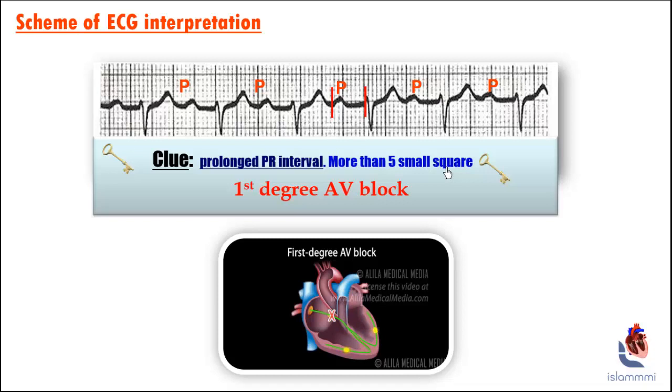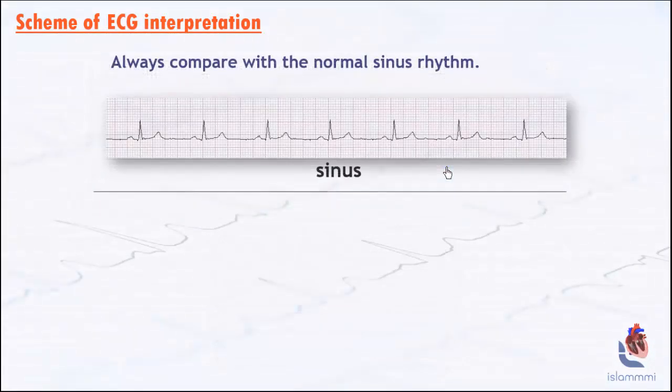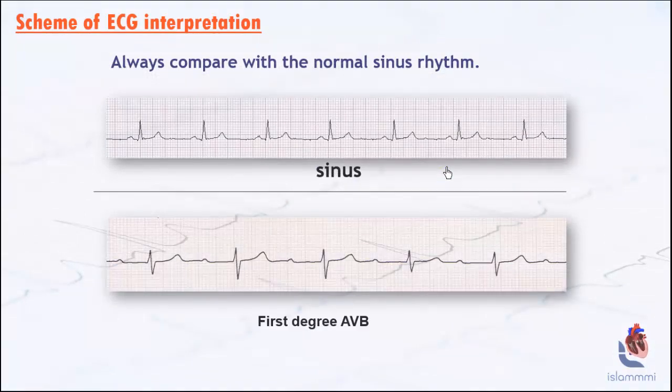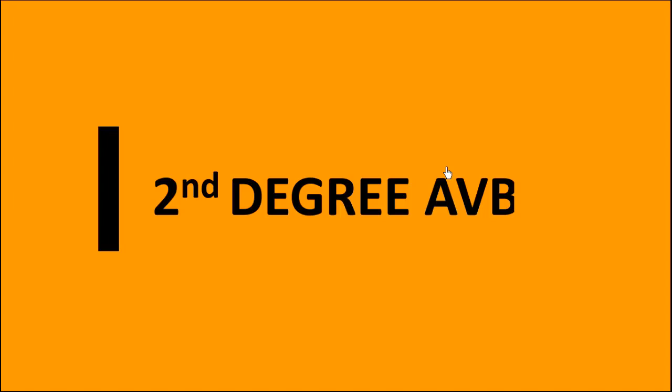But we have only a P wave before each QRS, exactly like the normal. As we said before, always compare between the normal and abnormal. Here it's only like 4 to 5 squares. Look here, it's almost 10 squares. So only a P wave before each QRS, exactly like sinus, but the distance here is normal, the distance here is prolonged. This is sinus, the second one is first degree AV block. You got that? So what about the second degree AV block? Second degree means not all the impulses will cross.